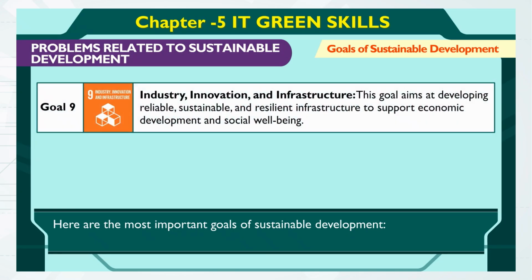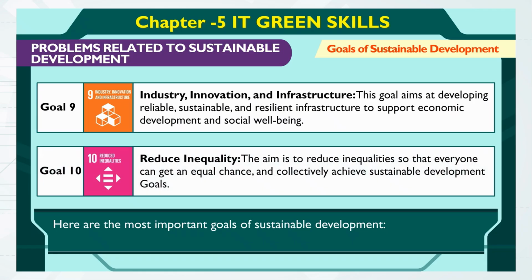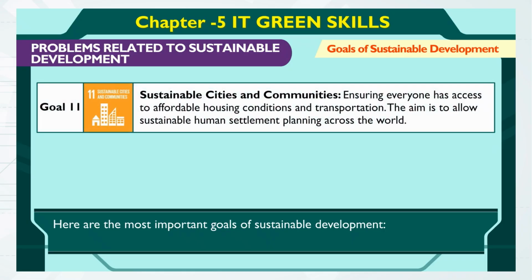Goal 9. Industry, innovation and infrastructure. This goal aims at developing reliable, sustainable and resilient infrastructure to support economic development and social well-being. Goal 10. Reduce inequality. The aim is to reduce inequalities so that everyone can get an equal chance and collectively achieve sustainable development goals. Goal 11. Sustainable cities and communities. Ensuring everyone has access to affordable housing conditions and transportation. The aim is to allow sustainable human settlement planning across the world.